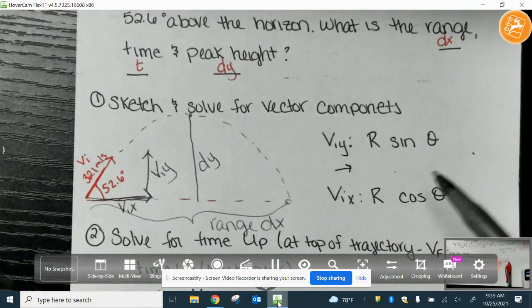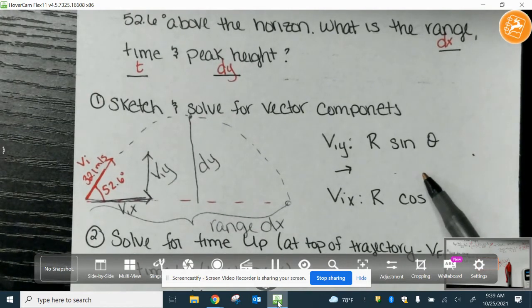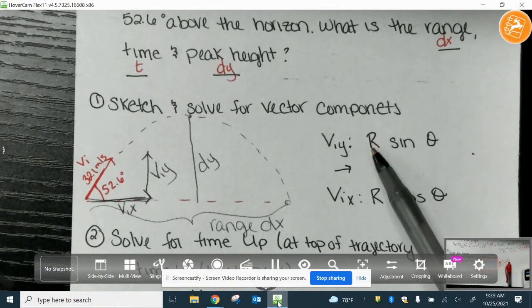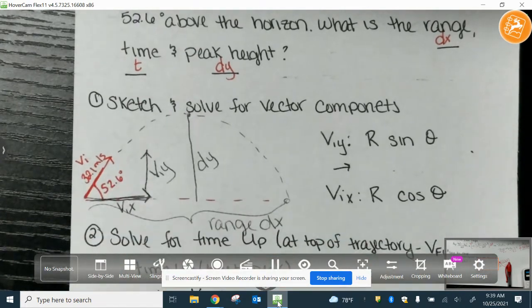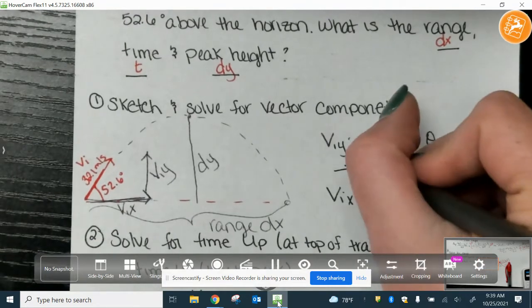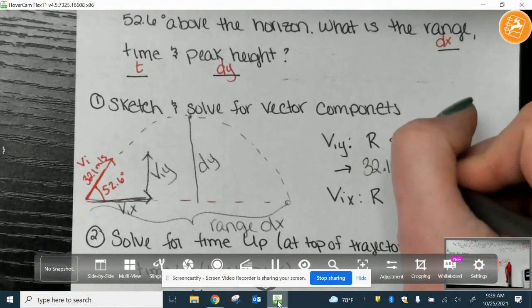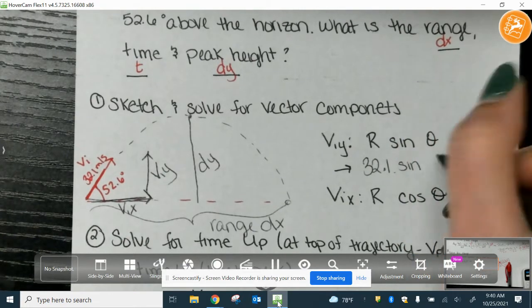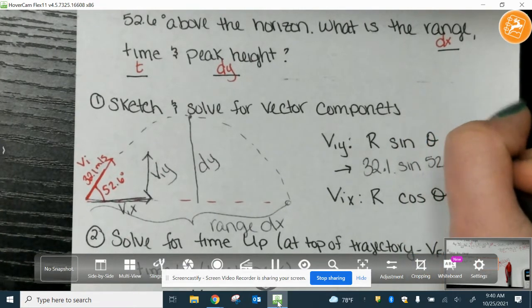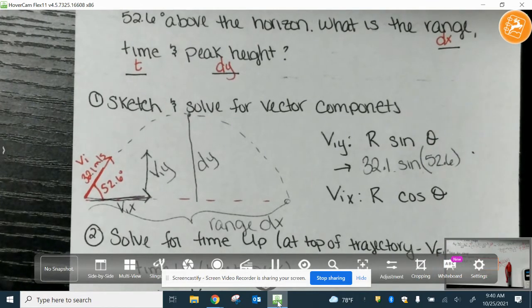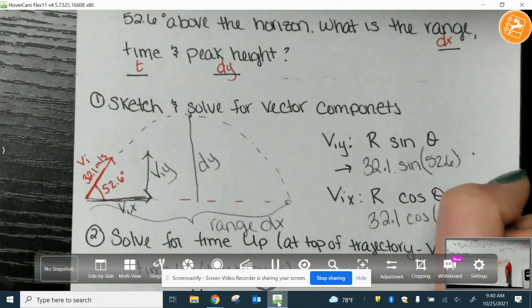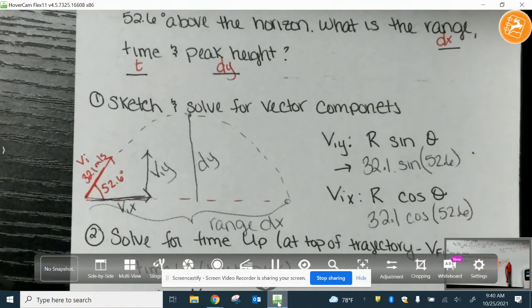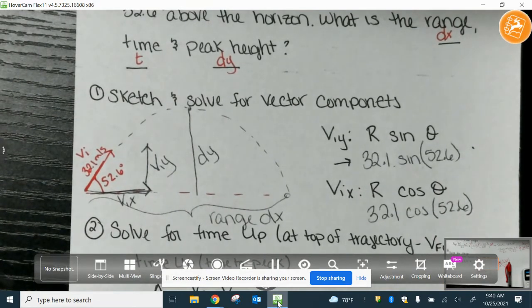So to solve those, I'm going to use that trig that we learned on Friday. Remember, r is my resultant. In this case, if this was a triangle, r would be this. It's my hypotenuse. So I would go 32.1 sine of 52.6. That's my y. And 32.1 cosine 52.6. That'd be for my x.